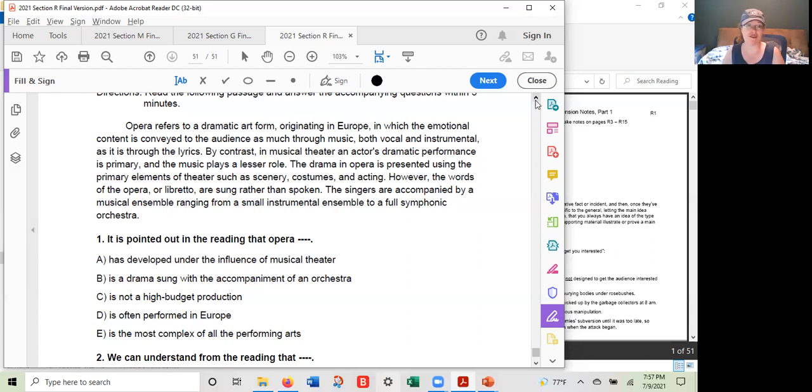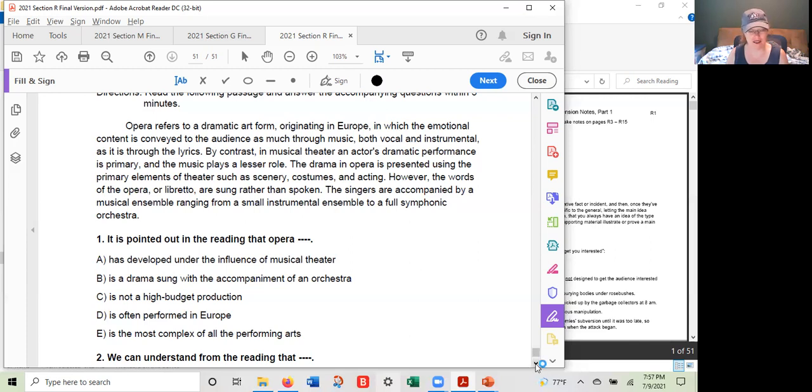And we just have to accept the fact that when they say accompaniment, they are referring to any sort of musical group, that it could just be a few people up to a full symphony. Letter B as in boy will be correct for number one. For number two, we can understand from the reading that.